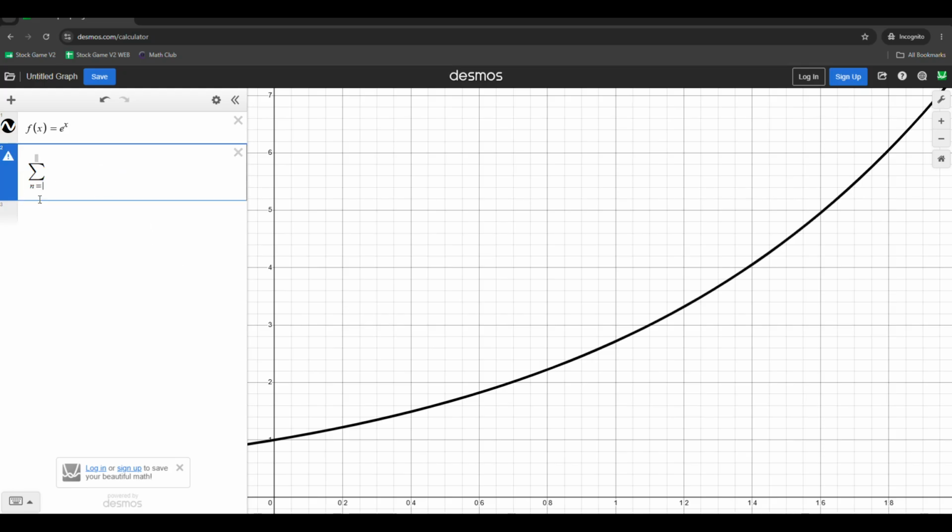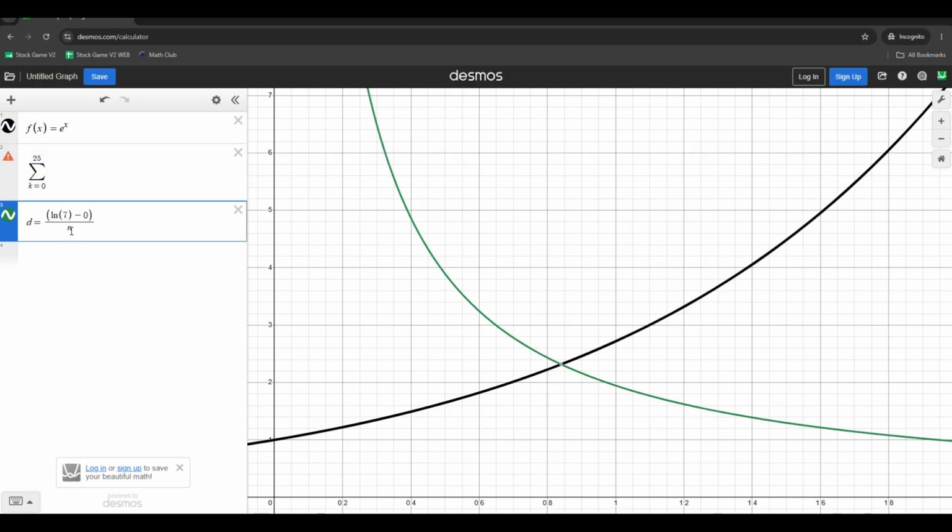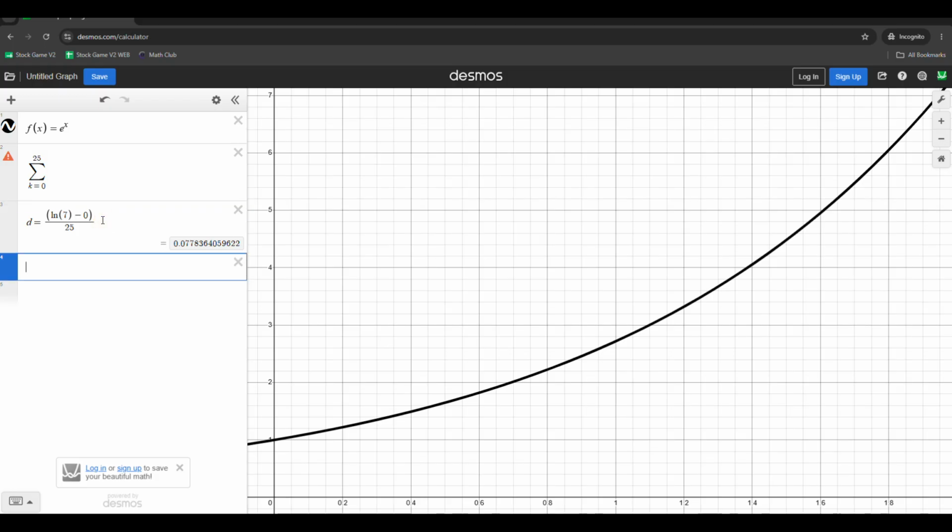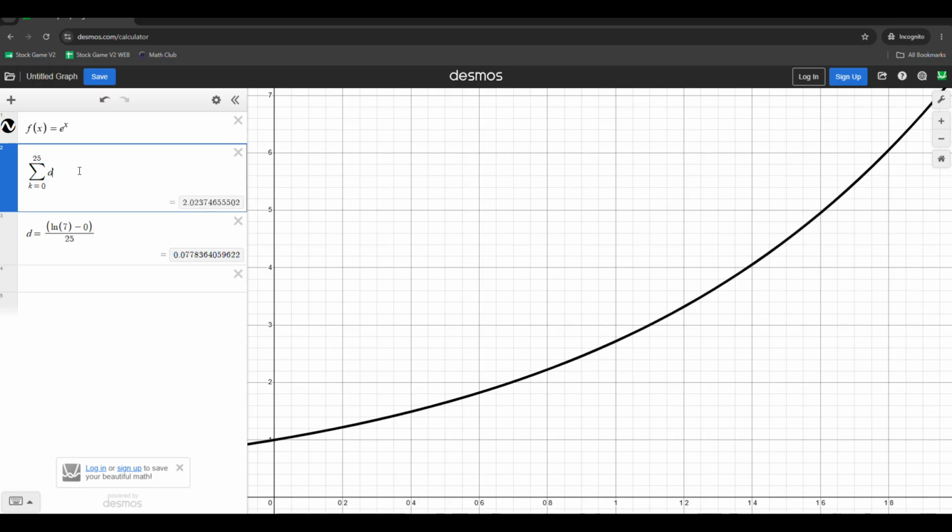Now, I think I might be able to change this to k. We'll go from k equals 0 to 25. And so we need to write delta x, which I'll just call d. Remember, this was b minus a divided by n. Or, in other words, this was the natural log of 7 minus 0 divided by 25. So there was d. That's our base.